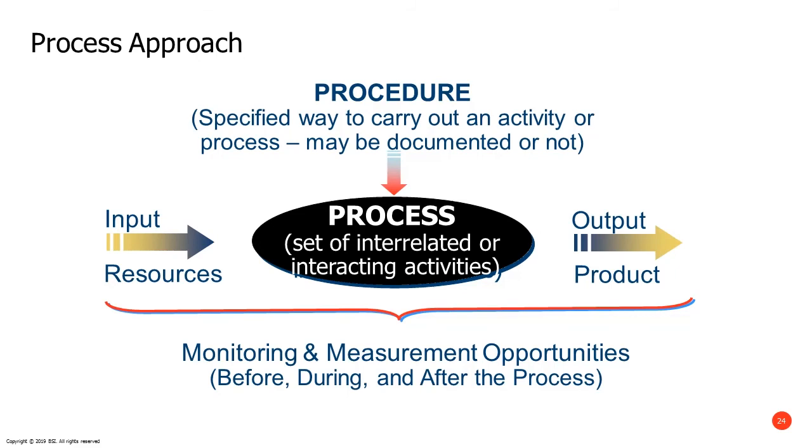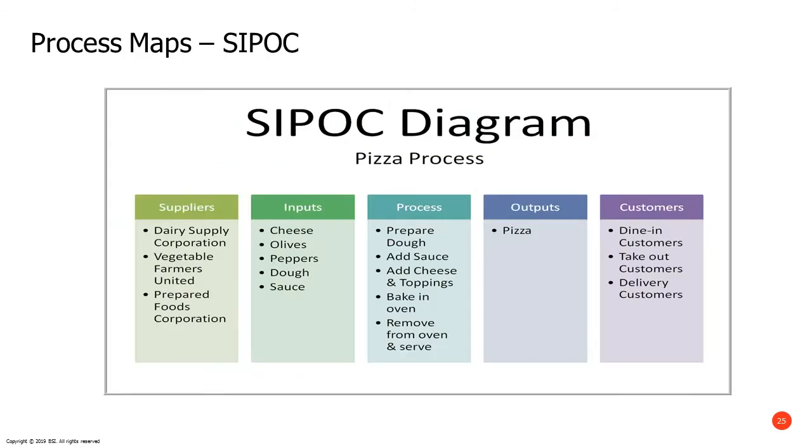So the process approach, you have the process in the middle, this set of interrelated or interacting activities, the doing stuff. You have the inputs from the left, the key resources, and the output, the product or service going out from the right. You have the controls, the procedures, what you're going to do and how you're going to do it. And then supporting that is the monitoring and measuring. And of course, that's always a cycle. So let's look onto how a SIPOC would deal with that.